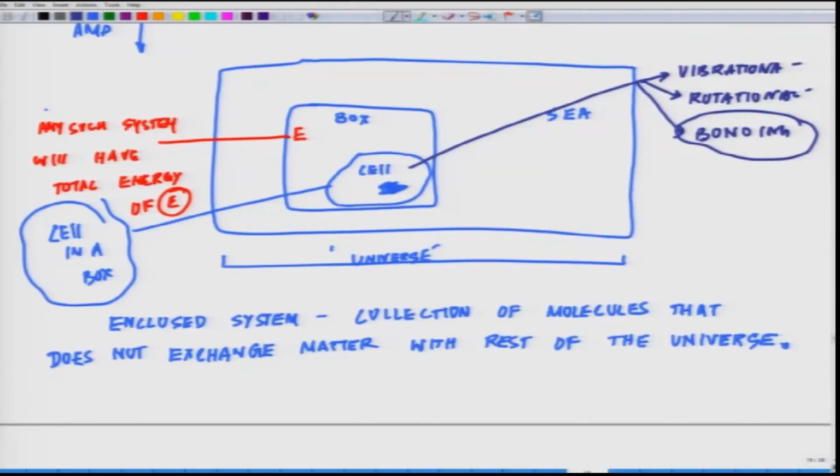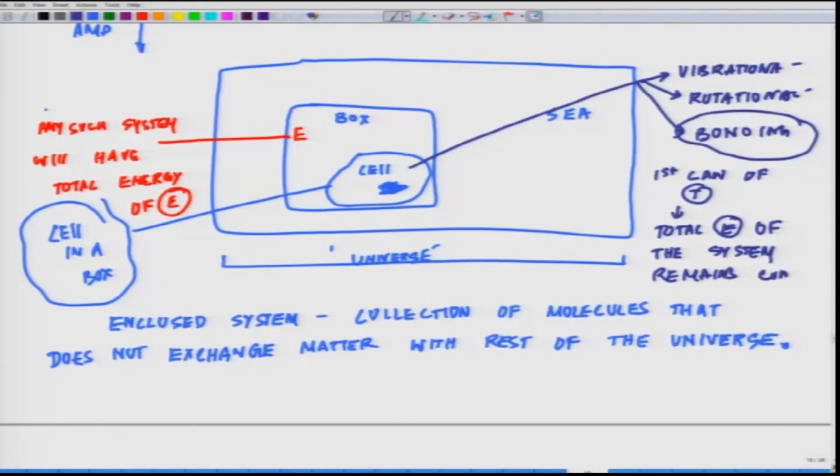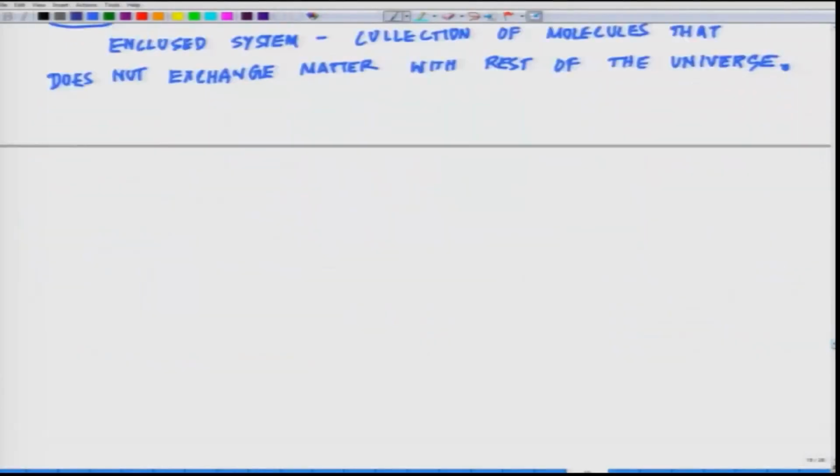Suppose that a reaction occurs in the system. The first law of thermodynamics places a constraint on what type of reaction can occur in the system. It states that in any process, whatever be the process, the total energy of the universe remains constant. This is what the first law of thermodynamics says very clearly: the total energy remains constant. Keep this in mind.